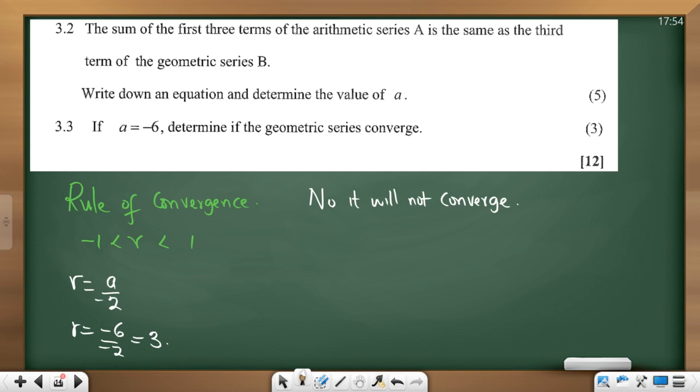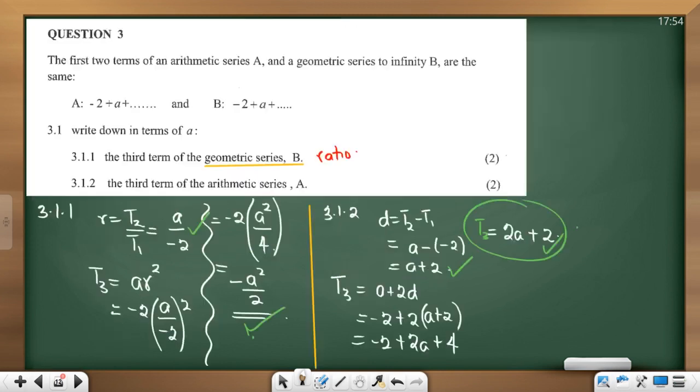I hope we are on the same page. Yes? No. Go back. Let me take you back. T3 is a squared over 2. The first mark, you see the first tick there, that's our R. You good?